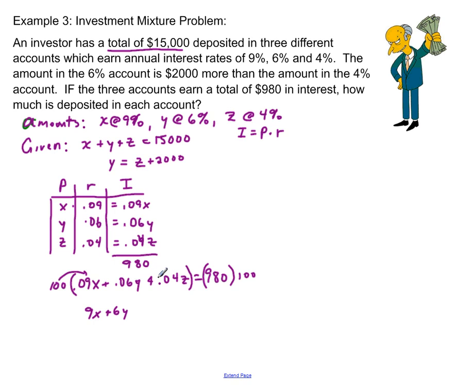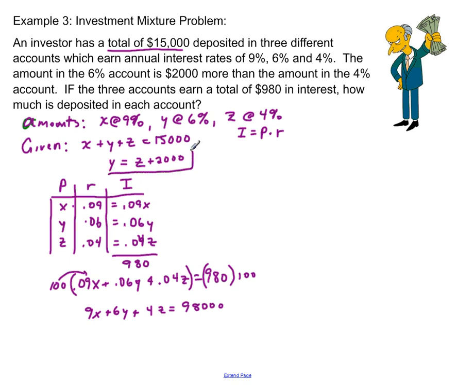And 100 times 0.04, that's going to be plus 4 times z. And that will equal a total amount of 980 and 2 more zeros from the 100. So 98,000. All right, now what else do we know? Well, now we've got a relationship.